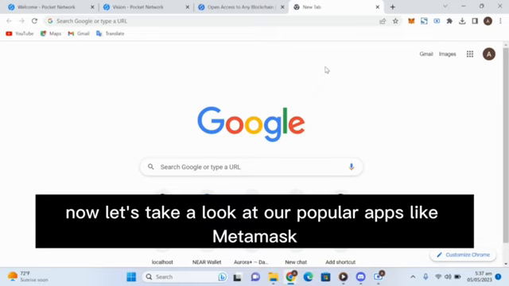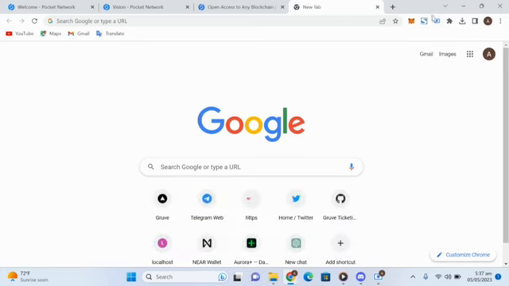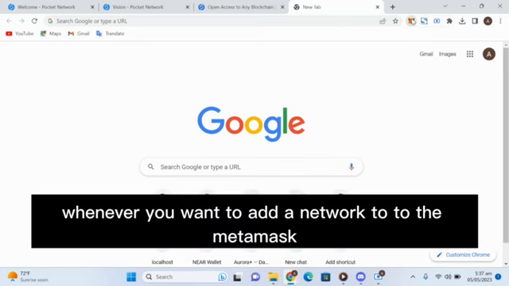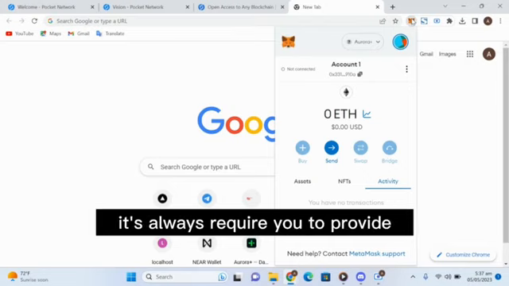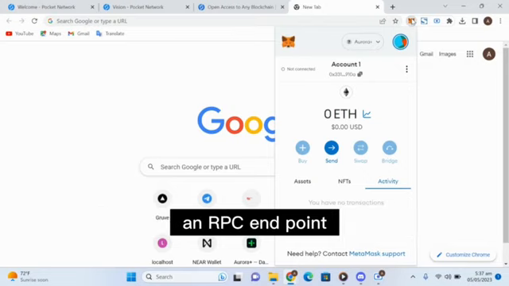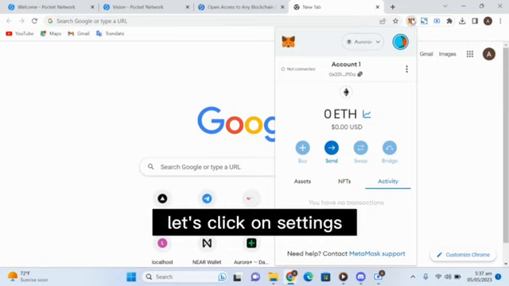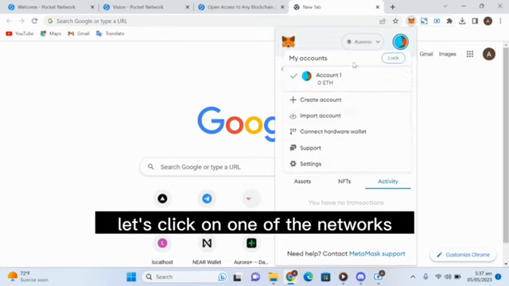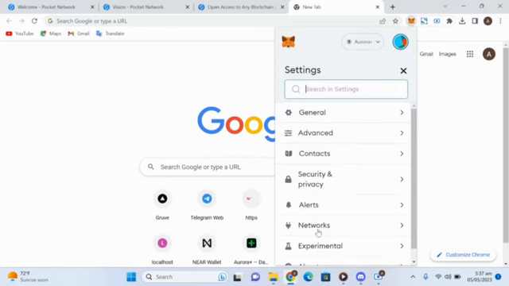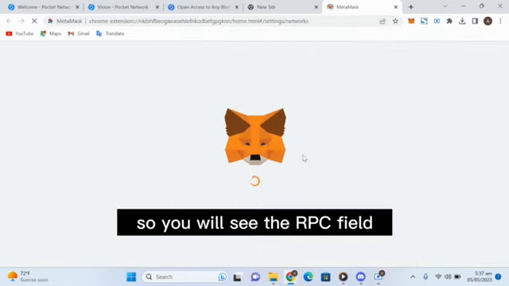Now, let's take a look at popular apps like MetaMask. You will realize that whenever you want to add a network to MetaMask, it always requires you to provide what? An RPC endpoint. So let's go to our MetaMask. Let's click on settings. Let's click on network. Let's click on one of the networks. So you will see the RPC field.